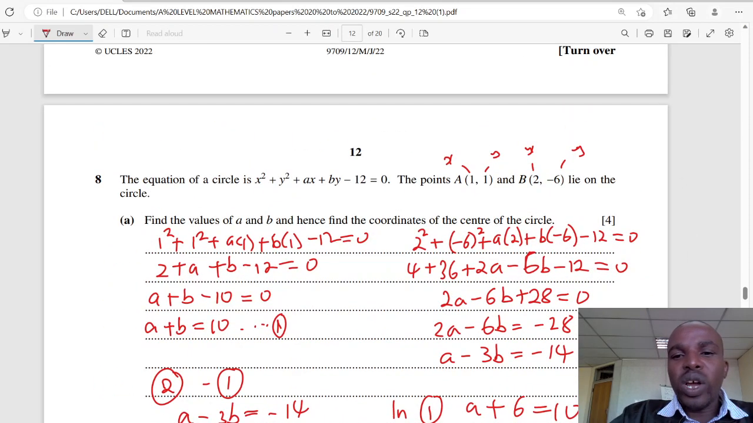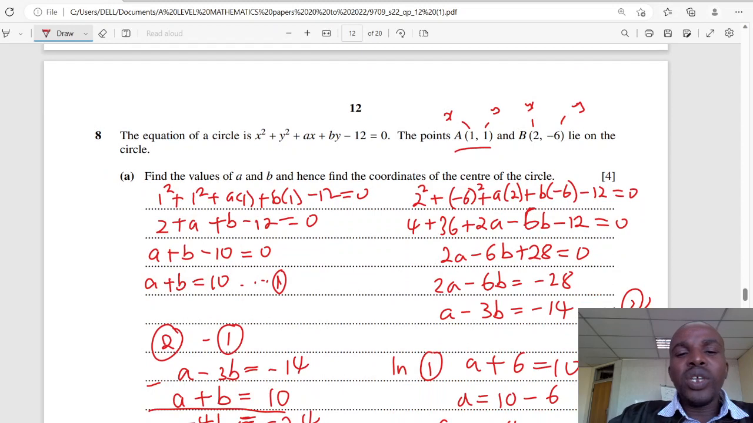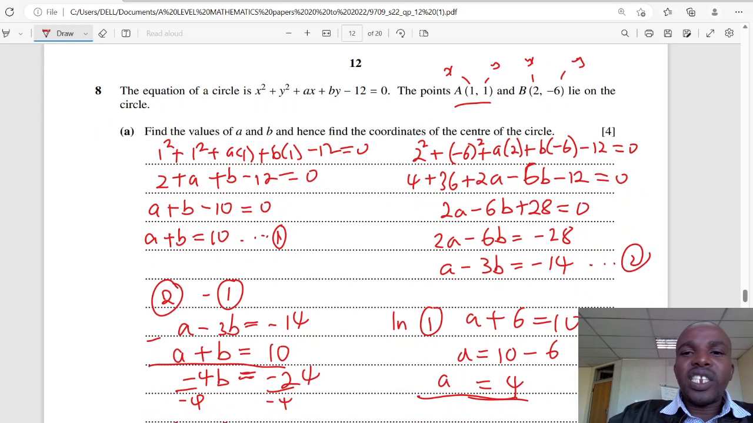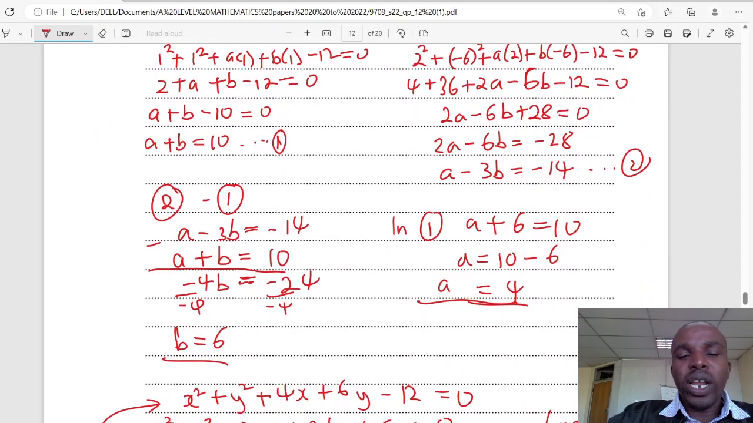A is (1, 1). Right? So we want the equation of the tangent to the circle at the point (1, 1). What we need is the gradient, and after the gradient, you can find the equation of the tangent at that point. Please take note of that part.